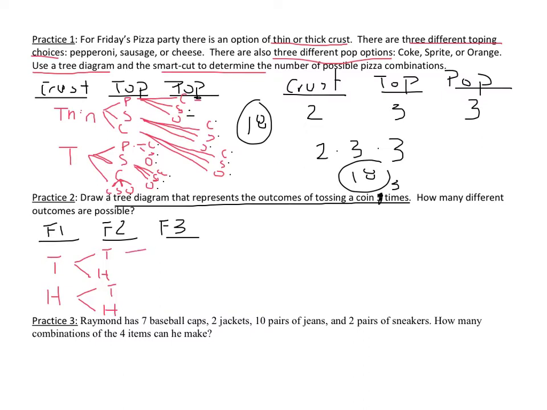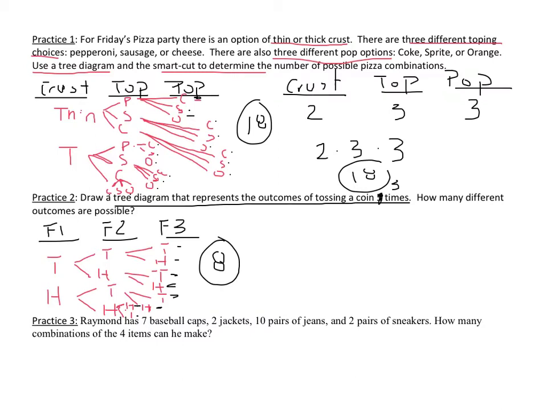And then the third time I go, I'm going to do it again. Well, I can get heads or tails again, heads or tails again, tails or heads again. This last one's going to be a little hard to draw because I'm running out of room. Heads or tails. So, how many different possible outcomes do I have? Well, 1, 2, 3, 4, 5, 6, 7, 8. I have 8 possible outcomes.